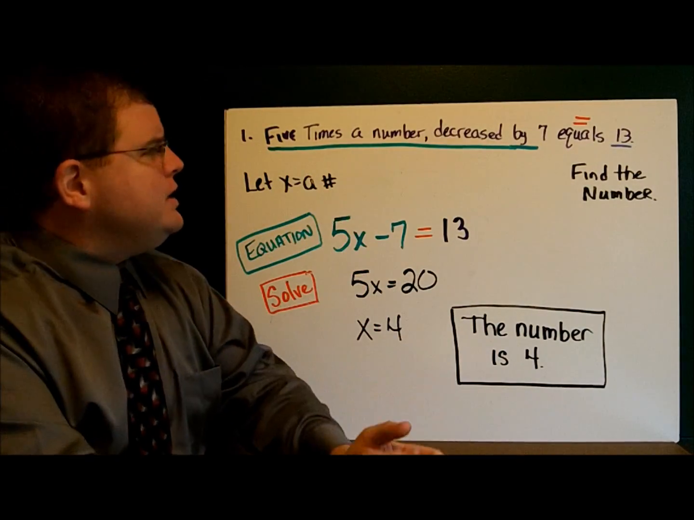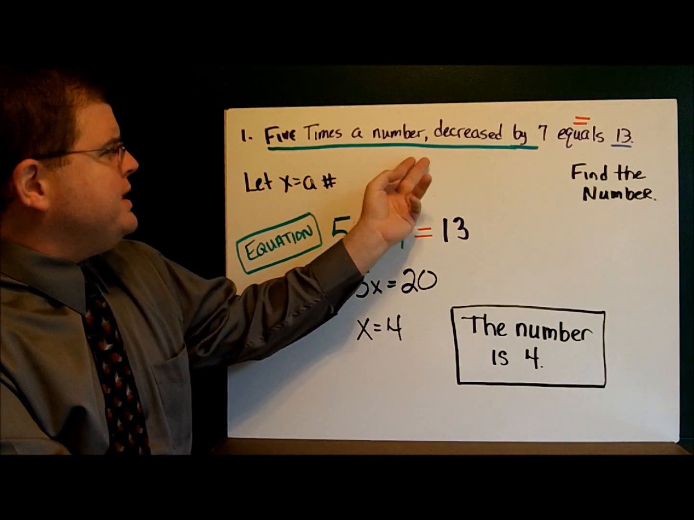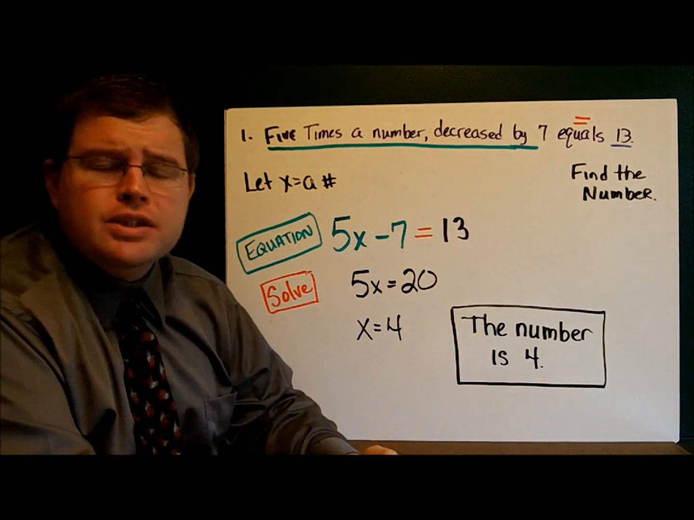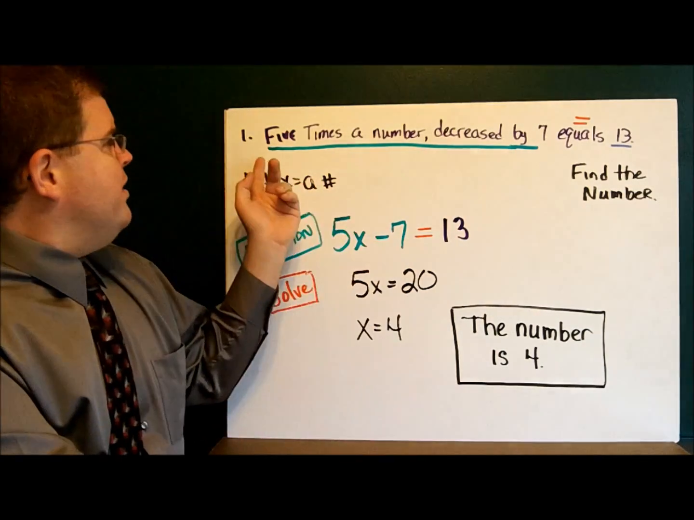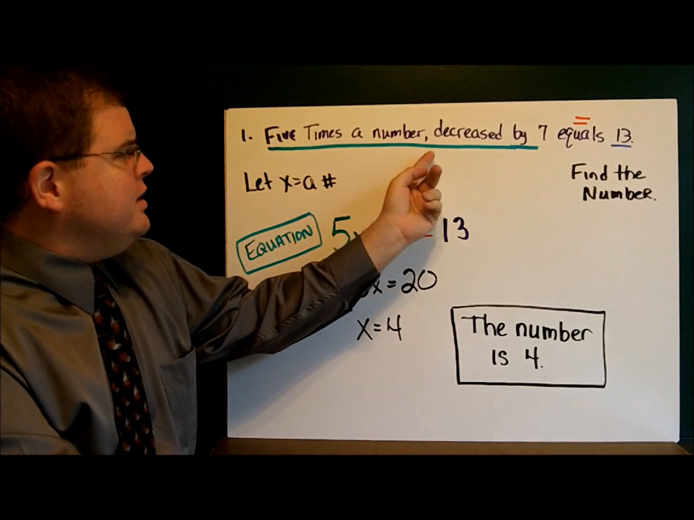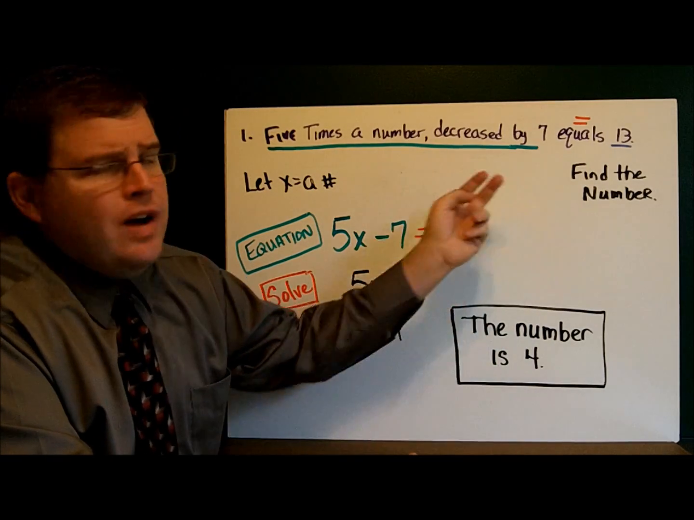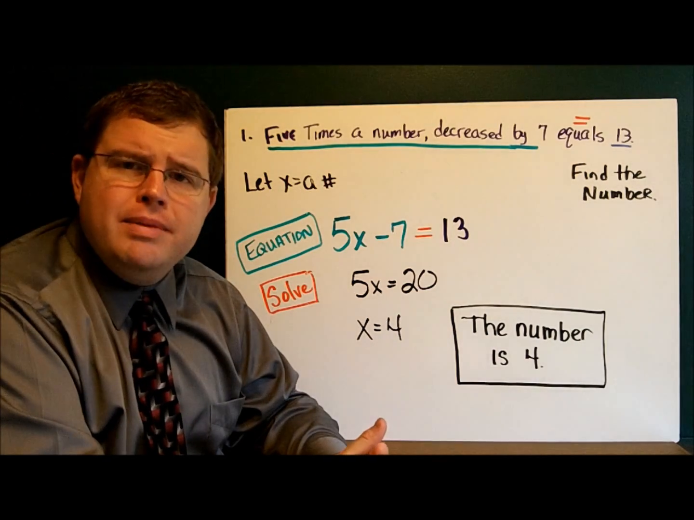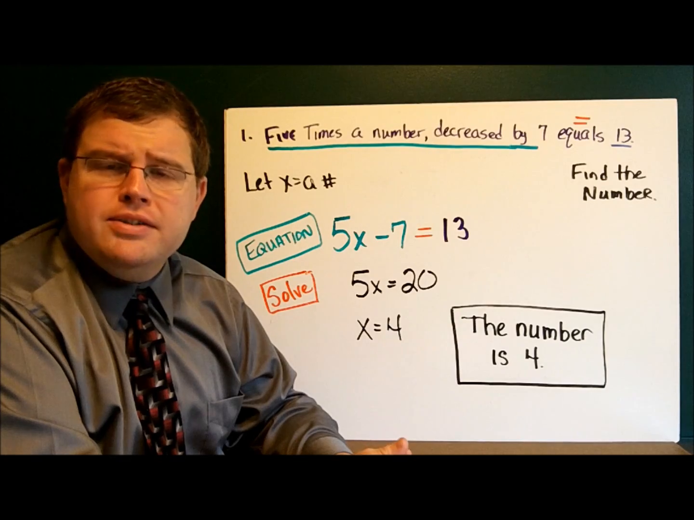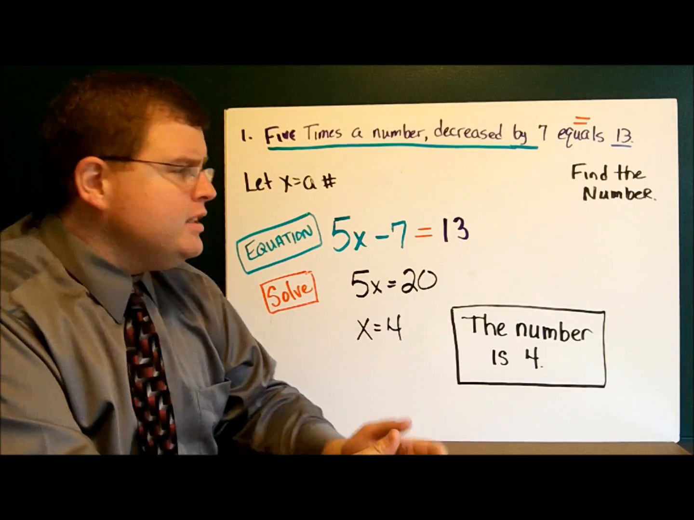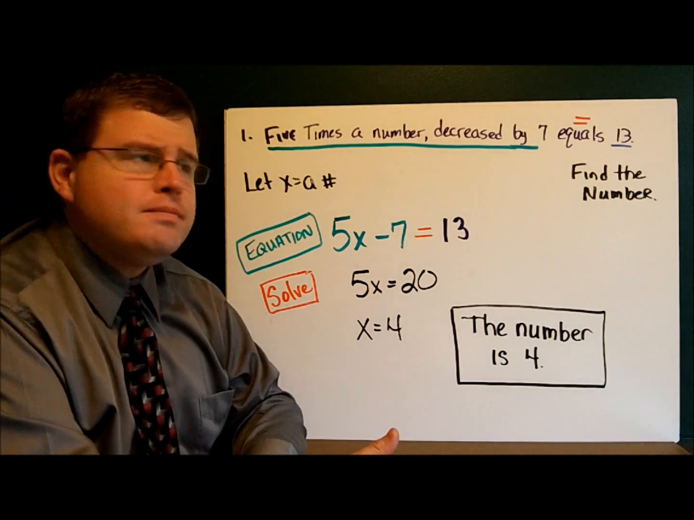We have for our first example a simple sentence. 5 times a number decreased by 7 equals 13. And we're going to write our things just like it sounds. 5 times a number decreased by 7 equals 13. Find the number. So I'm looking for a missing number. And so the thing I'm looking for is what I'll use as my variable, x. So my let statement right here says let x represent a number.